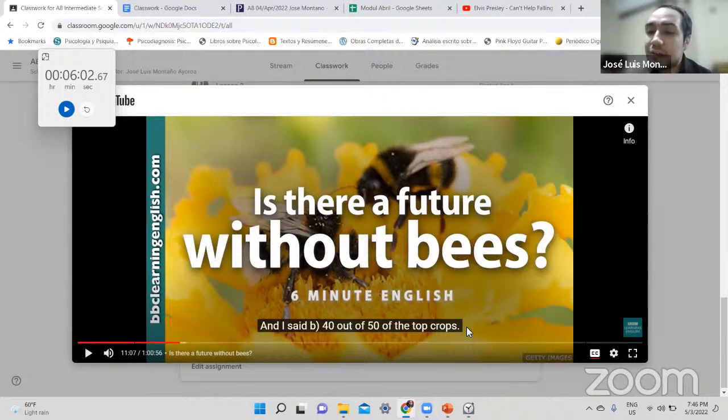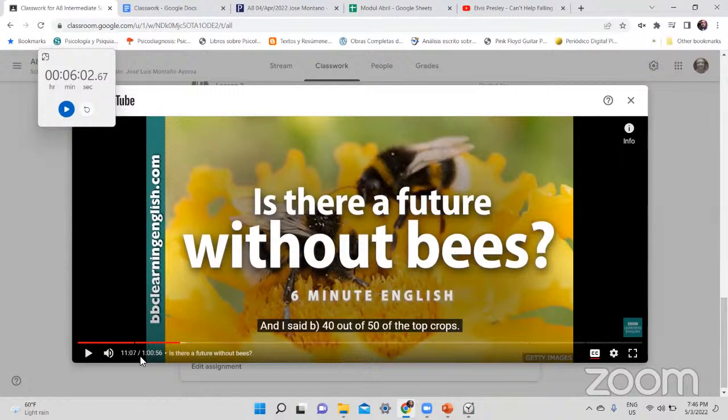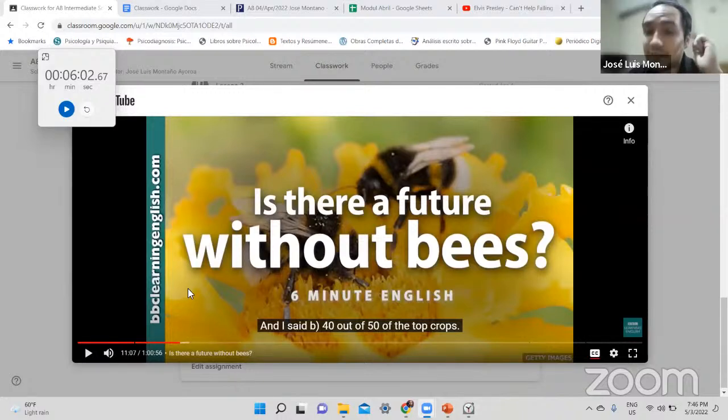So insects are not the only ones, all right? What do you think is the other way in which plants can reproduce? If it's not by an insect, what do you think? What is your guess, Paola? Maybe fertilizers. Okay, to fertilize, but how do you fertilize something?